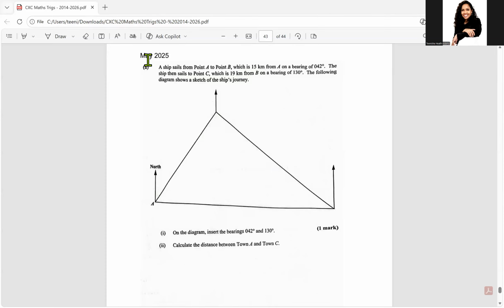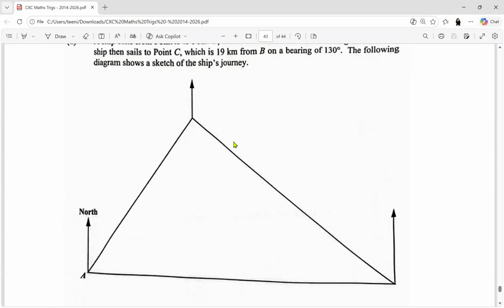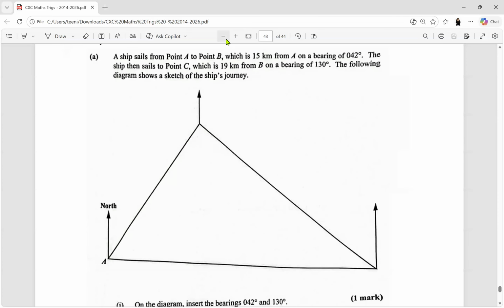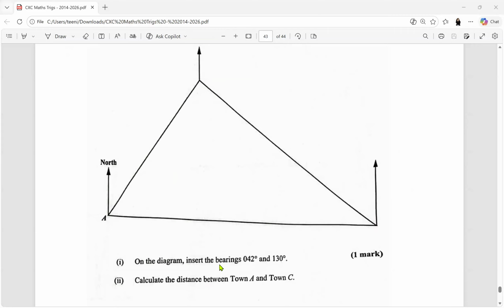So this question is from May 2025. A ship sails from point A to point B, which is 15 kilometers from A on a bearing of 42 degrees. The ship then sails to point C, which is 19 kilometers from B on a bearing of 130 degrees. The following diagram shows a sketch of the ship's journey. All right, so let's see. On the diagram, insert the bearings 042 degrees and 130 degrees.